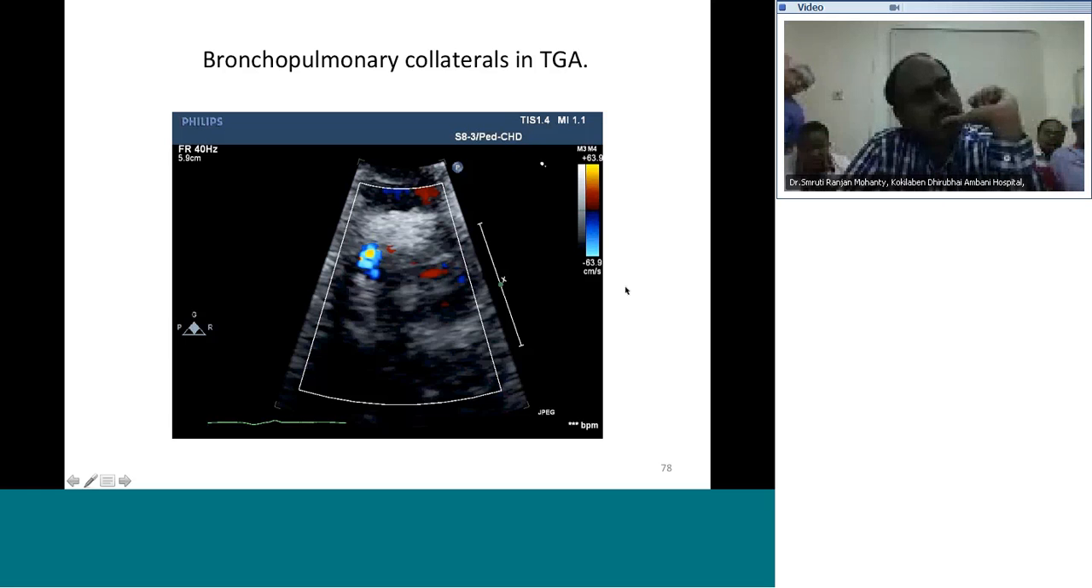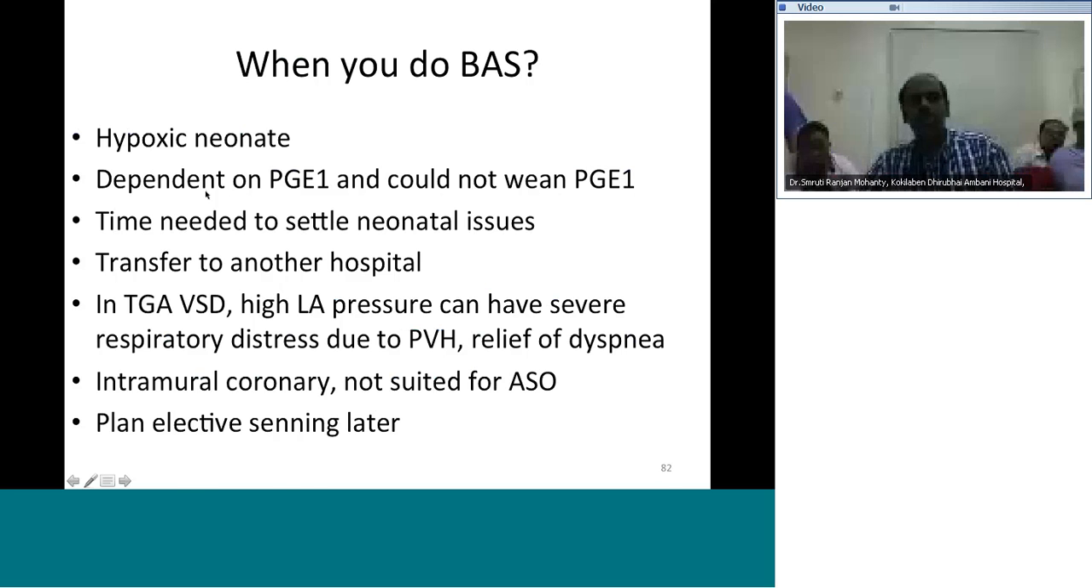When will you do BAS? When the baby is very hypoxic, critically hypoxic. When the baby is dependent continuously on prostaglandin, that you are not able to wean away the prostaglandin. You need some time to settle neonatal issues. There is a baby who is born to you but with malignant hyperbilirubinemia. You have to do some exchange transfusions for another 10 to 15 days to get the bilirubin down.